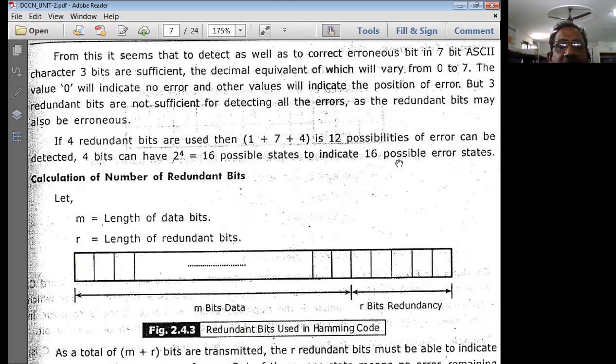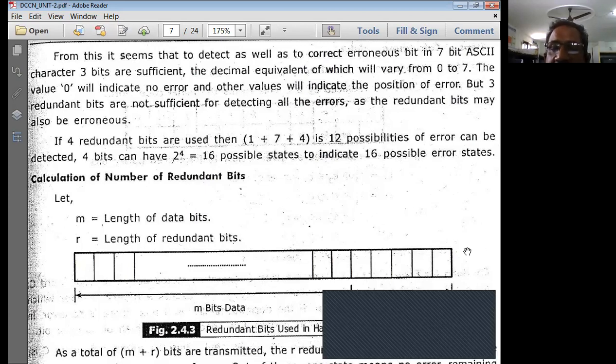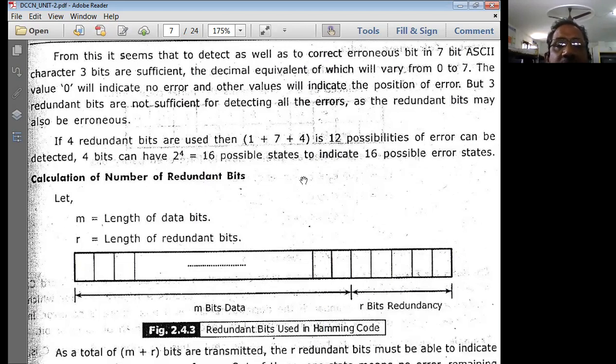Now 4 bits can have 2 power 4, that is 16 possible states, to indicate 16 possible errors. If you take only 3 bits, how many combinations can it show? Only 8 combinations. But how many possibilities are coming now? 12 are coming. So 8 combinations cannot show 12 possibilities of errors. Therefore we have to extend the redundant bits to 4 instead of 3.